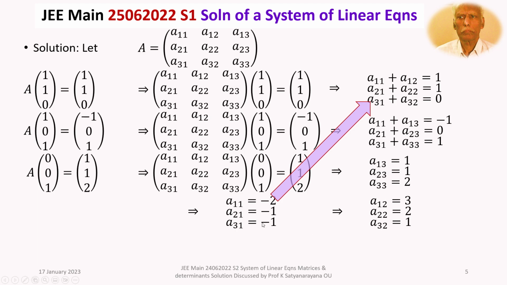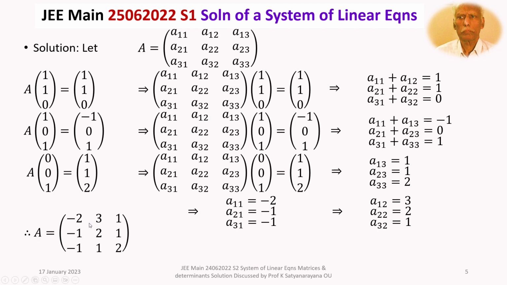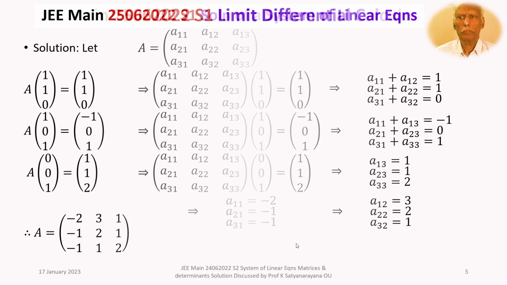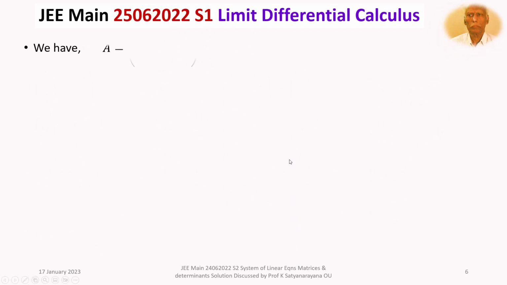So these are the entries of the first column, the entries of the second column, the entries of the third column. Thus we got the matrix A. So matrix A is equal to: the first column is minus 2, minus 1, minus 1, then 3, 2, 1, and 1, 1, 2. So we got the matrix capital A. We continue in the next slide.